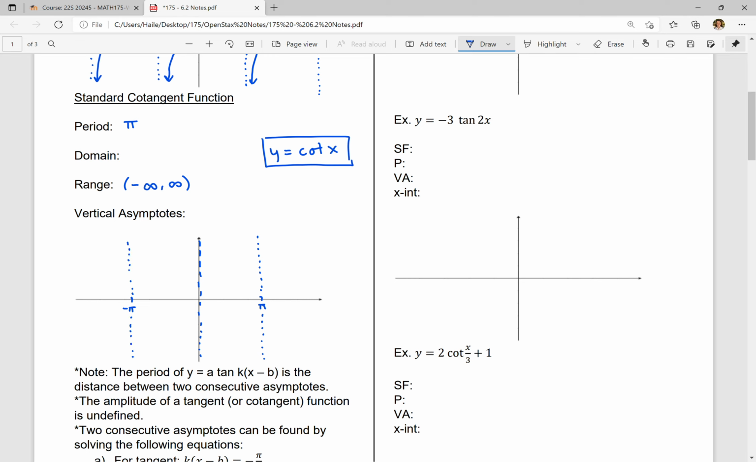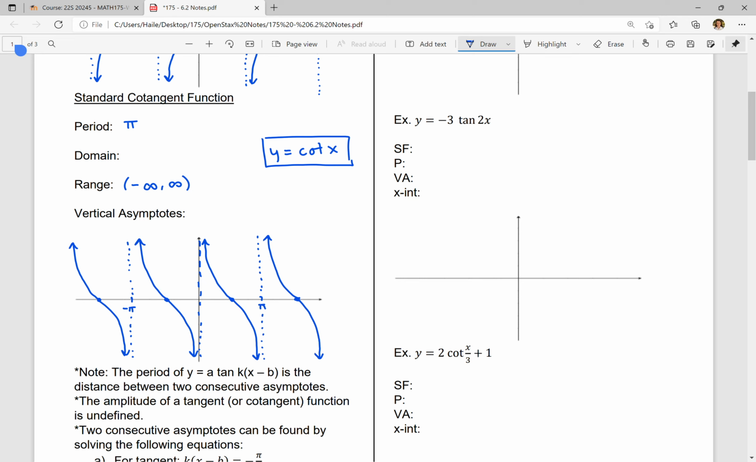Okay, and then just like tangent, we're going to have a point in the middle of each of these pairs of asymptotes, except it's going to go the opposite way as tangent. So your branches are going to be drawn this way and this way instead of the other way like tangent. So we're just going to approach each pair of asymptotes like this. And so that's the graph of cotangent.